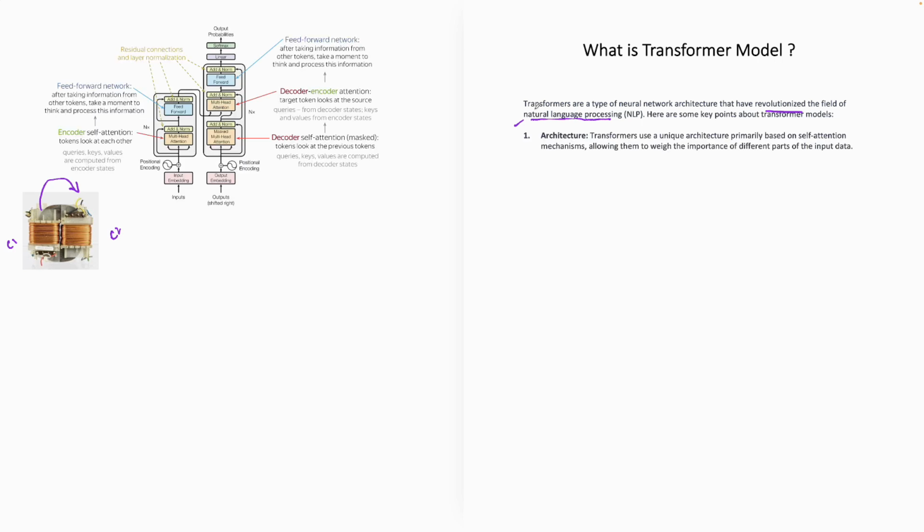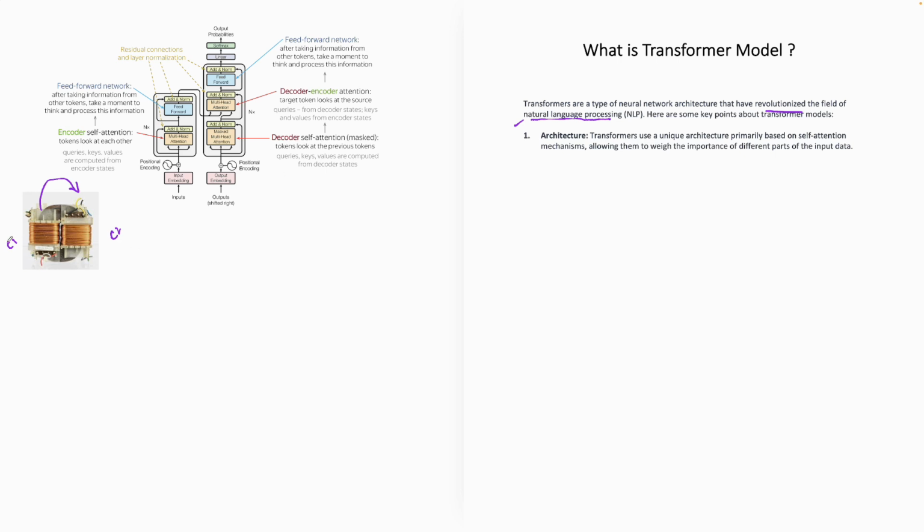Now, we are talking about transformers in neural networks. Transformers are a type of neural network architecture that have revolutionized the field of natural language processing. Very important, right? This is basically a game changer. It is a game changer in the field of NLP, or natural language processing. And some key points that we need to be aware of are, now, you can easily correlate.